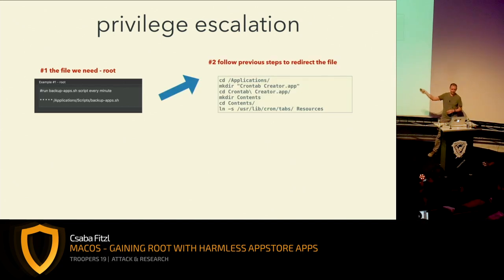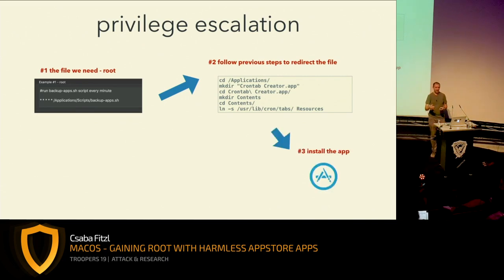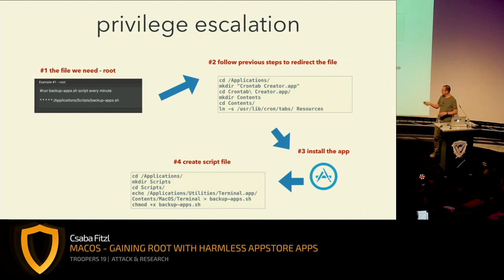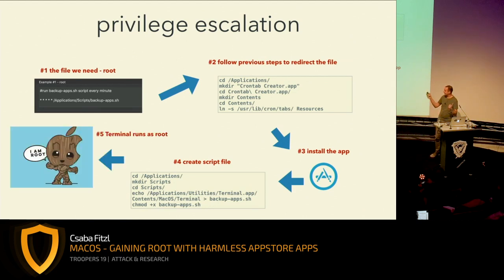You create the app, and all these example files are inside the Resources folder. I could place these examples as an embedded string, but then it wouldn't work, so I actually place the real files in there. You install the application, you create the script file, and I simply put run terminal in the backup apps shell script. You give it executable privileges, and then you have a terminal running as root.